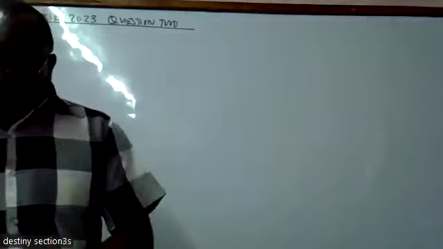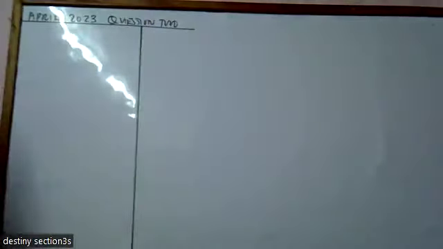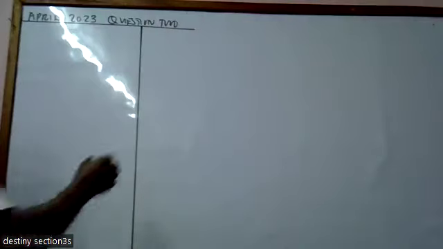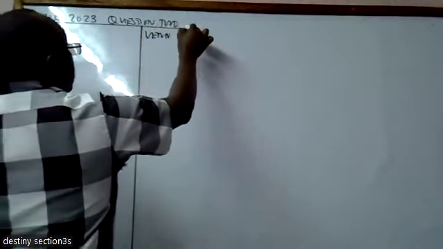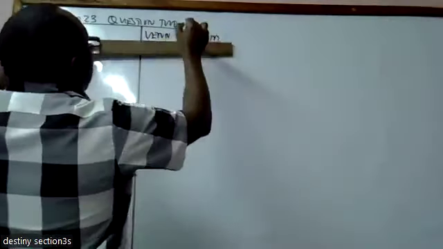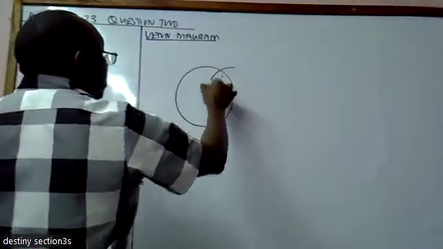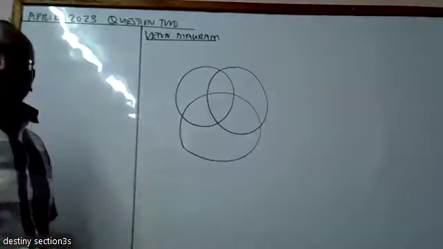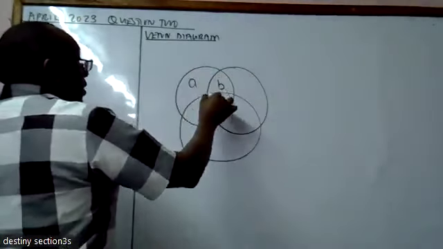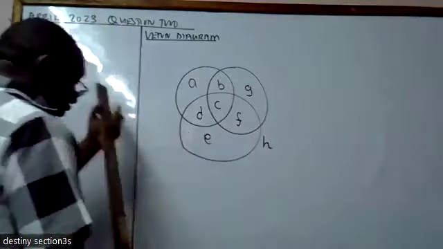So let's draw a Venn diagram. Now, a Venn diagram, we have 3 circles, where we have A, B, C, D, E, F, G, H.